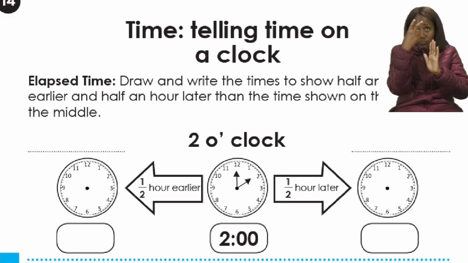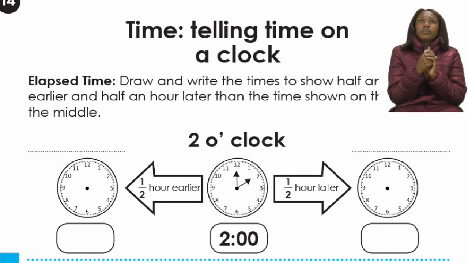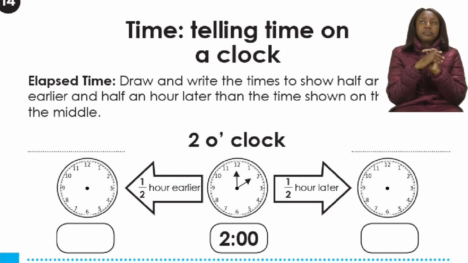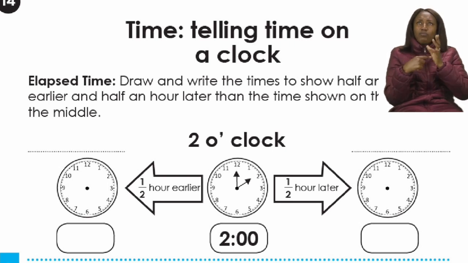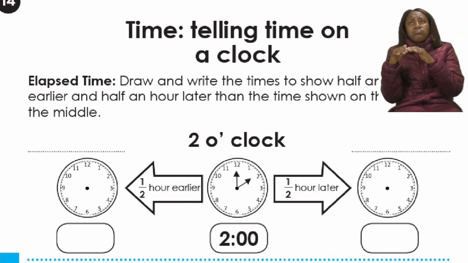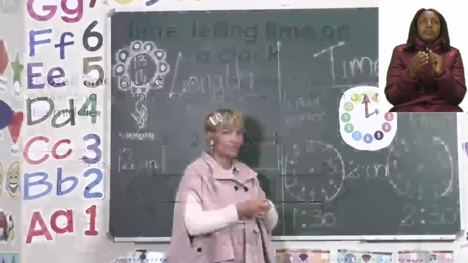Right, now on the page you will see there's a picture of 3 clocks. You have one clock in the middle, then you have another clock on your right hand side, and then you have another one on your left hand side. Okay, now in the middle it shows you exactly what time it is. Okay, and then you have to draw and write in the times to show half an hour earlier and half an hour later. Now I also have an example on the board that I'm going to show you quickly.